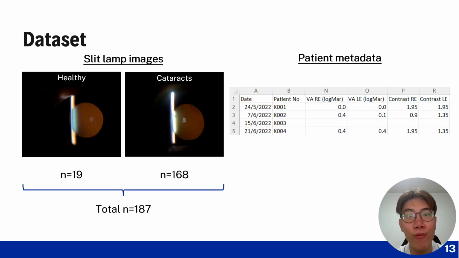The dataset I am working with comes courtesy of Khoo Teck Puat and Tan Tock Seng Hospital. They provided a total of 187 slit lamp images with the corresponding visual acuity and contrast sensitivity data. This is relatively smaller than the ODIR 5K dataset, which consists of fundus images from 5,000 patients. The provided dataset is also quite imbalanced, with around 10% of the total images being healthy eyes. This can negatively impact machine learning performance, especially in predicting the healthy eyes class.